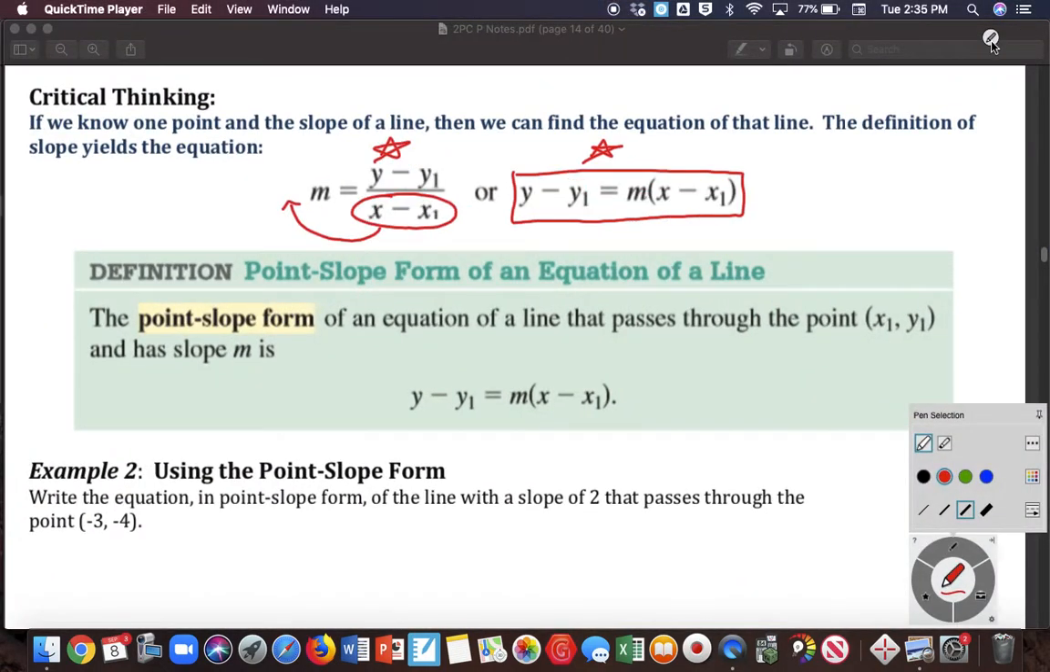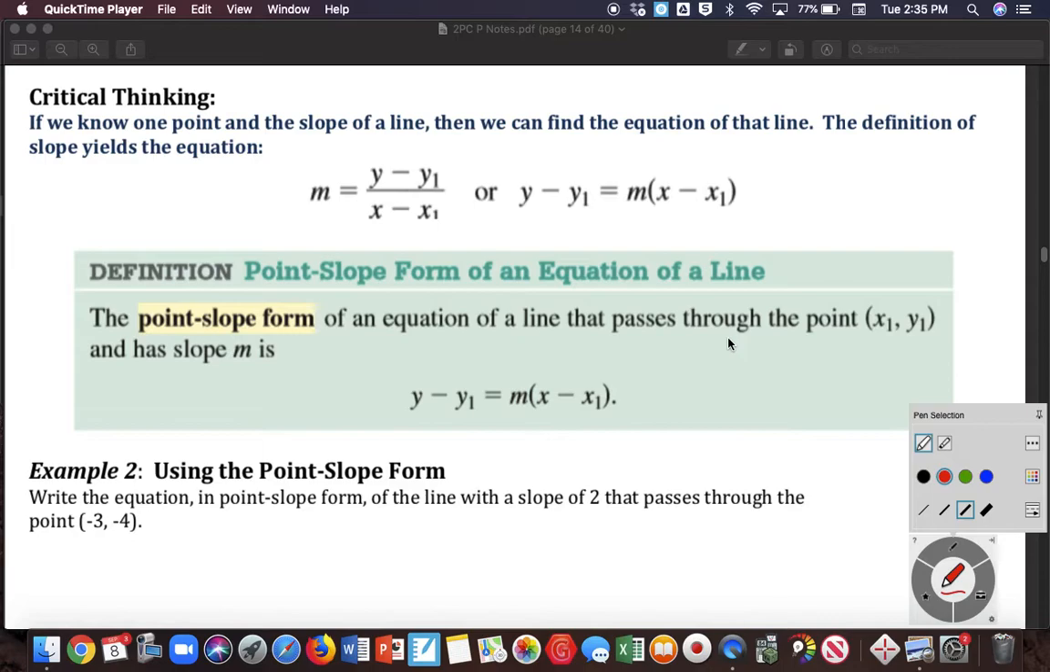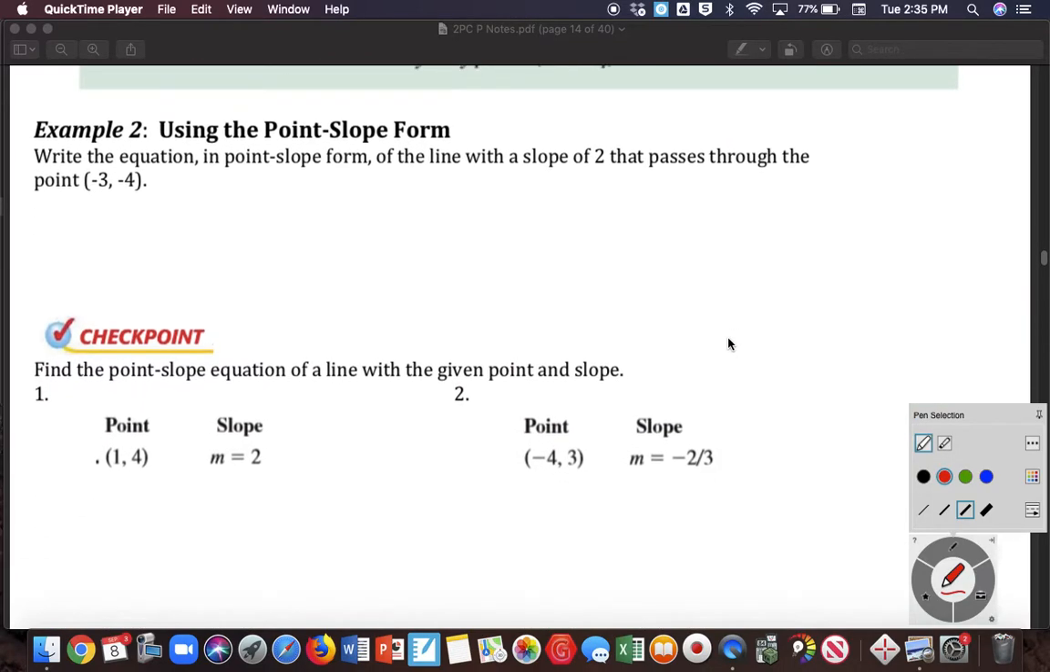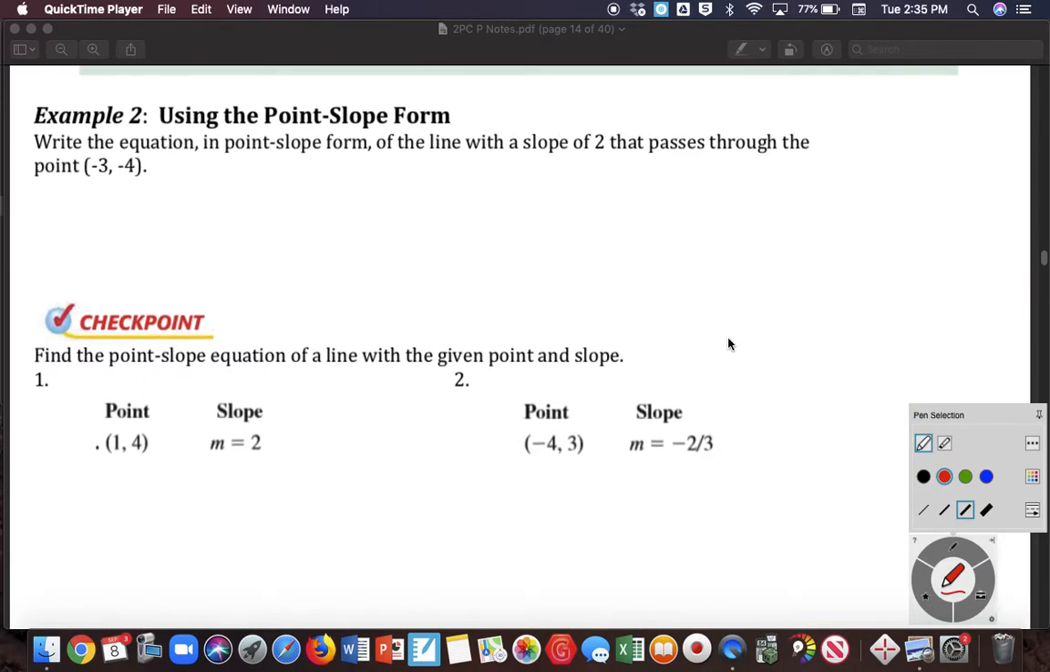So let's try an example in point slope form, and I'll show you why point slope form is helpful. If you read this particular example, it says to write the equation in point slope form with a slope of 2 that passes through the point (-3, -4). Well, what did they provide you? They provided you the point and the slope. Oh, point slope form.